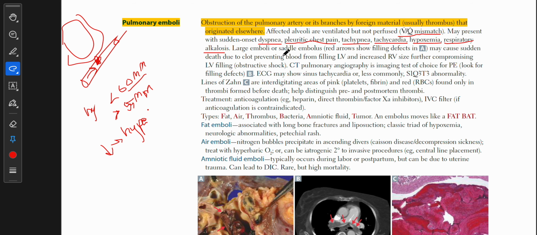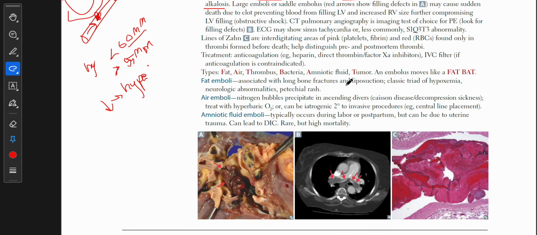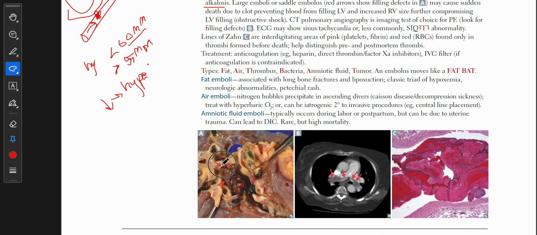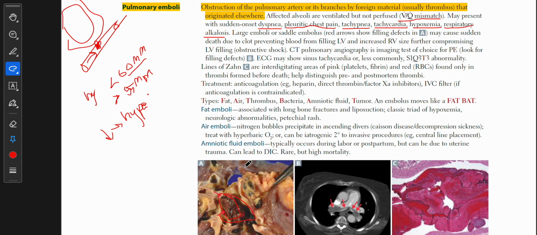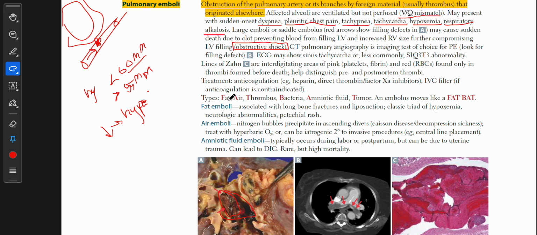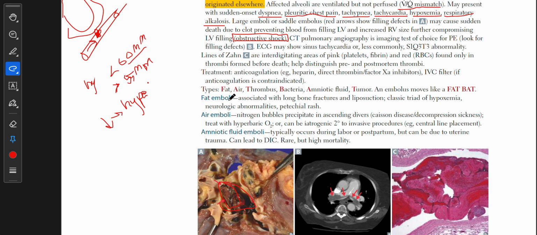And large emboli or saddle embolus, red arrows show filling defects in A. Right here are filling defects, right? So large emboli or saddle embolus may cause sudden death due to clot preventing blood from filling the left ventricle, and increased right ventricular size further compromising left ventricle filling. That is, obstructive shock can happen. So one of the most common complications of pulmonary embolism is obstructive shock, and we cannot set this into the dark. So we have to remember this, right?